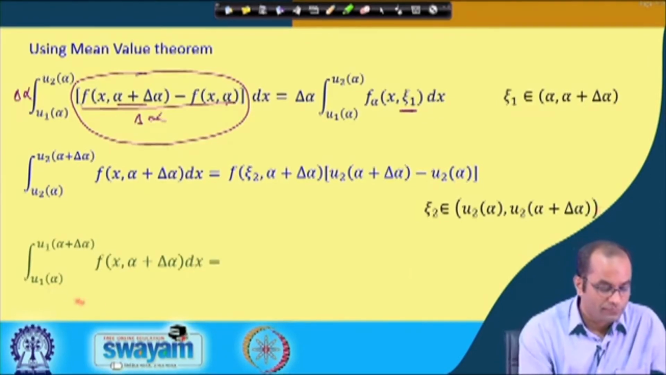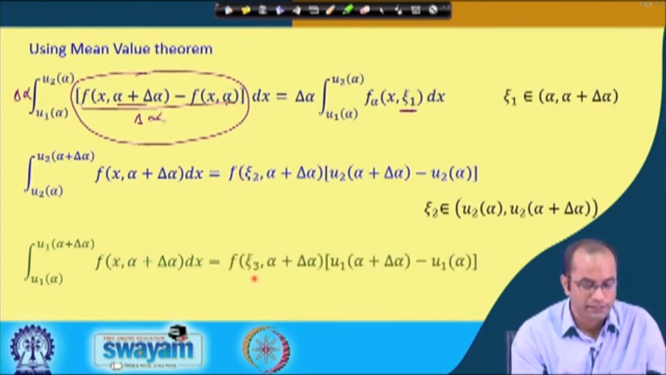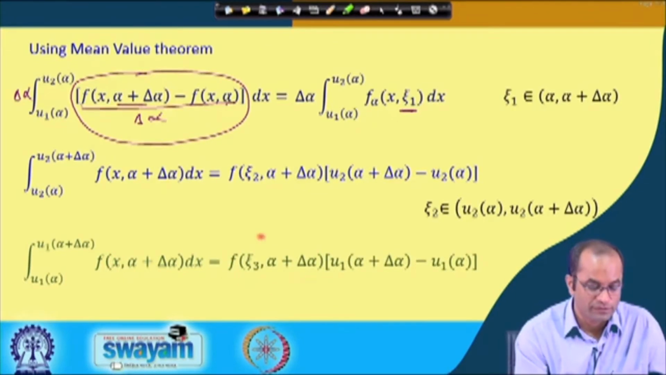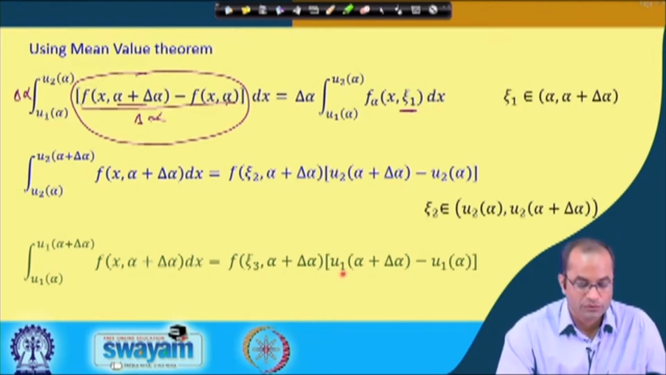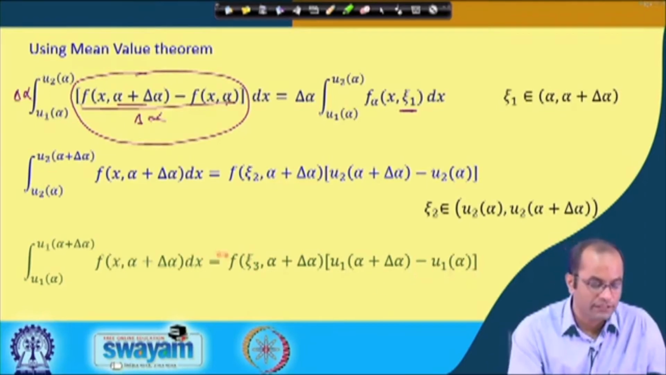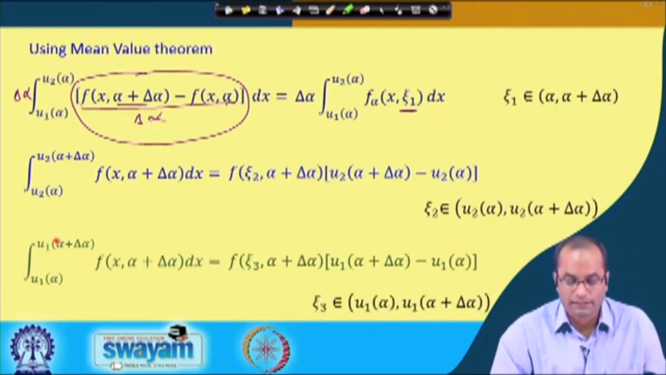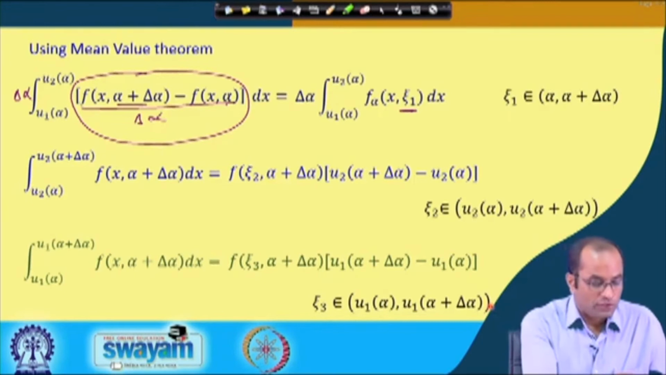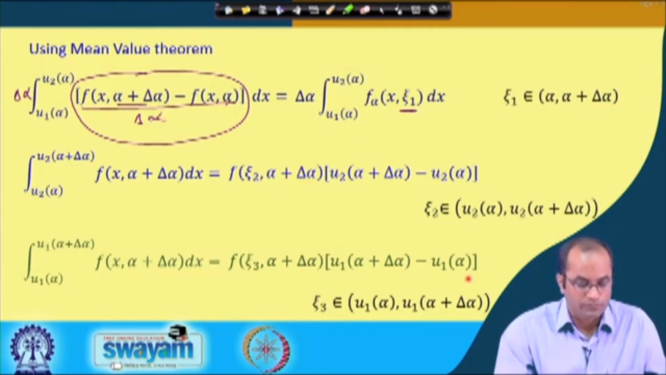And now, for the third integral, the same theorem we will apply. So, this x will be replaced by some xi 3. So, this function evaluation at the point xi 3 and the difference of the limits, u 1 alpha plus delta alpha minus u 1 alpha, and again this xi 3 will lie between u 1 alpha and u 1 alpha plus delta alpha. So, these three integrals will be replaced by these right hand side terms. So, again we will have one integral and these two terms.